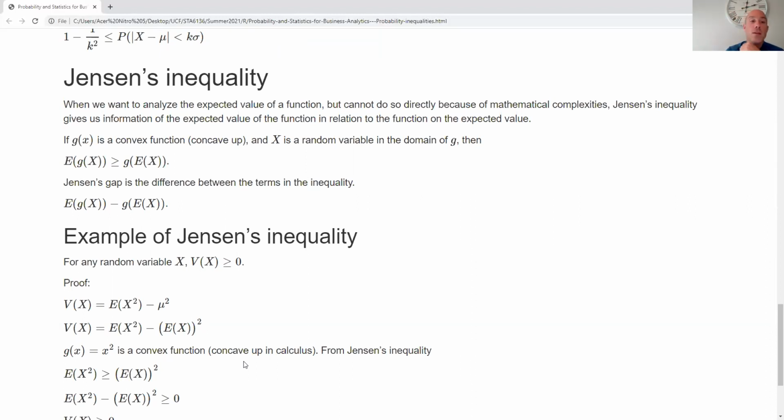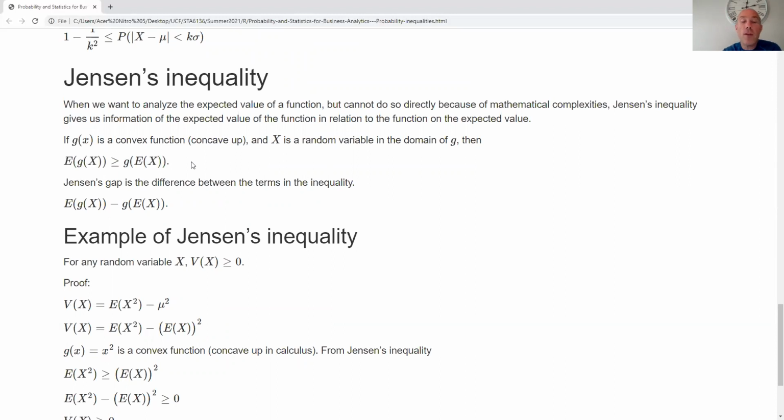So what Jensen's inequality gives us is that the expected value of the convex function, the expected value of g, is greater than or equal to g of the expected value. Now notice it's not an equal sign. That's important. This is not an equal sign, it's an inequality.